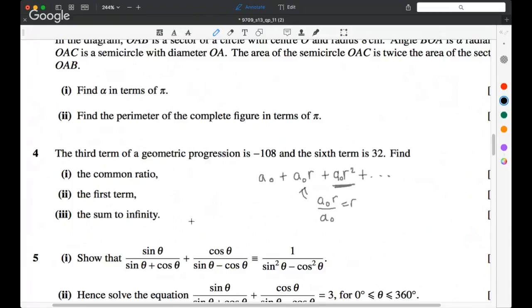Should maybe just do that bit just to show that in the layout. Okay, so we have that A0 R squared is equal to minus 108, and A0 R to the 5th is equal to 32. So if I now divide this term by that term, the A0s will cancel, and this will cancel 2 of those, so I'll get R cubed is equal to 32 over minus 108. And then this is just a calculated thing. You take a cube root, and actually what you get is minus 2/3.